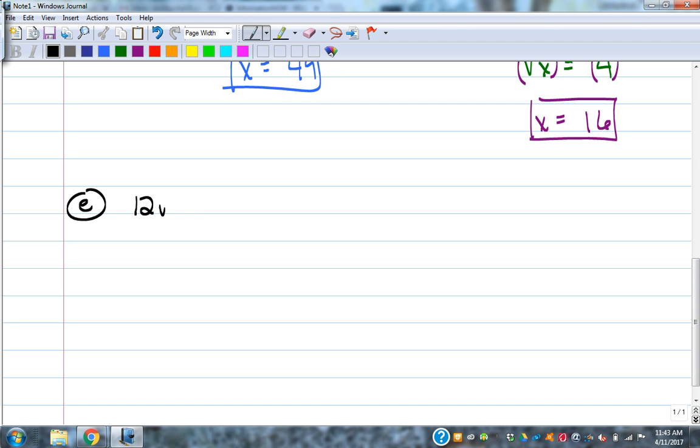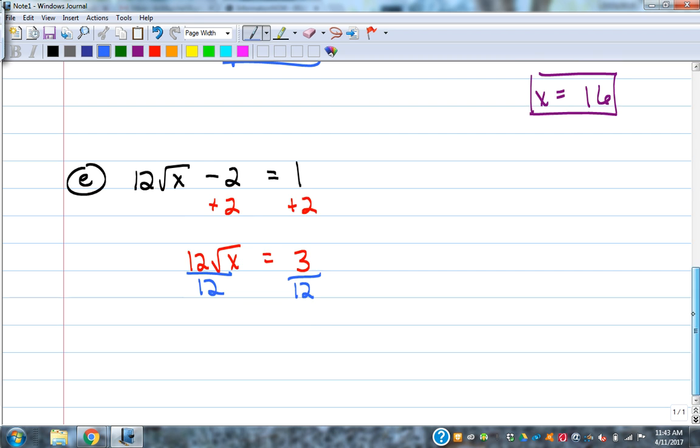Let's take this one. 12 square root of x minus 2 equals 1. What's the first step? Let's add 2. That's 3. You got 12 radical x. Divide by 12. Square root of x. 3 over 12 turns into 1/4.